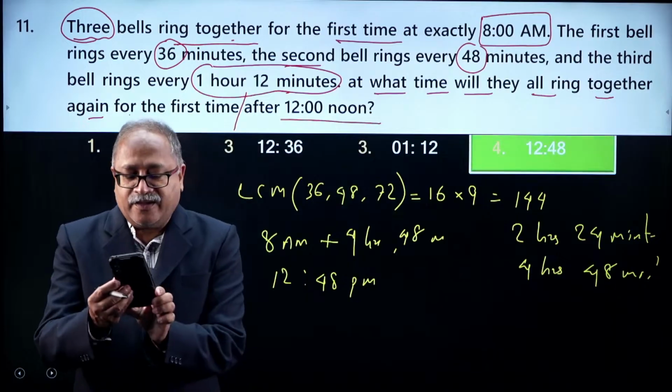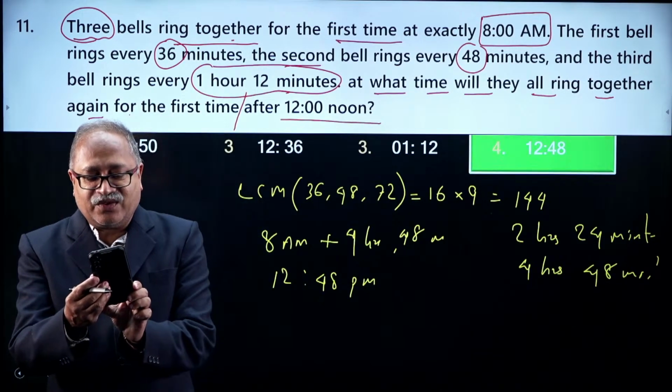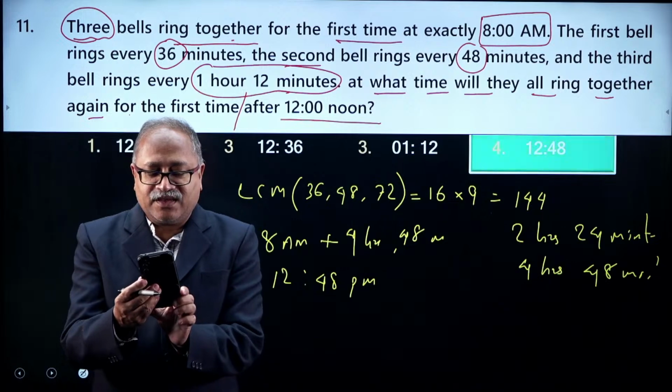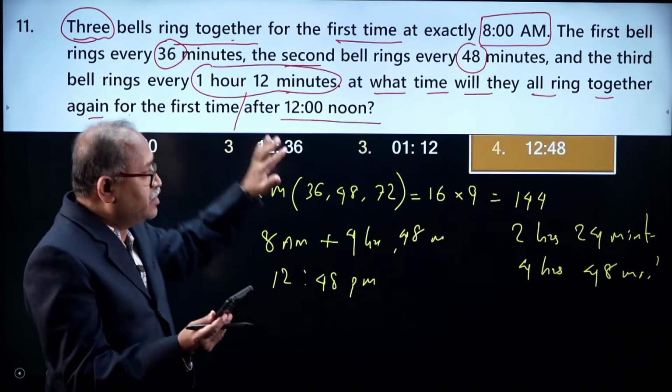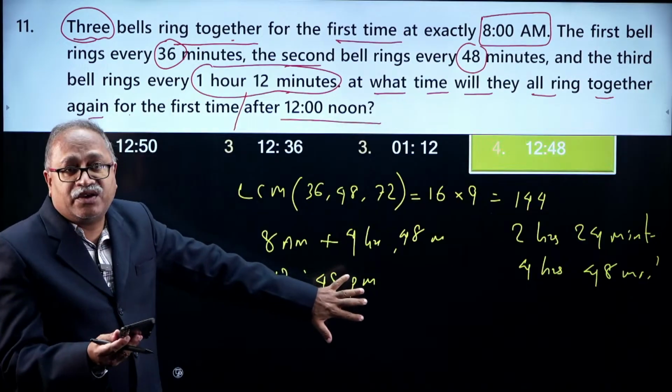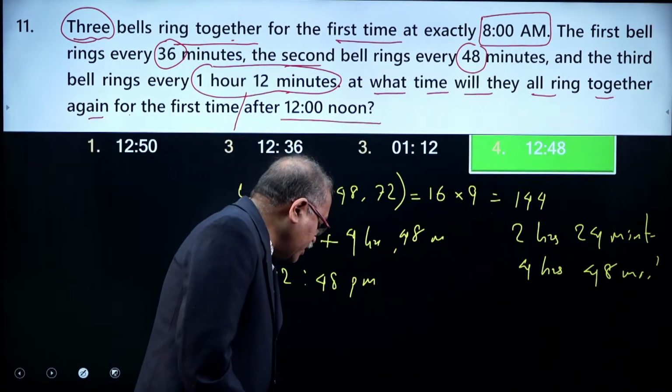Okay, is that clear? Appal Naidu, 144. Yeah, LCM is 144. Hope all of you who are watching, this question is clear for you. Right, my dear friends? Okay, well done, well done.